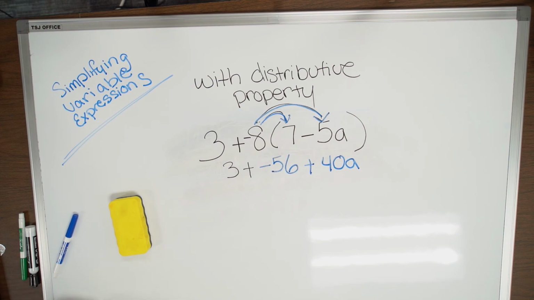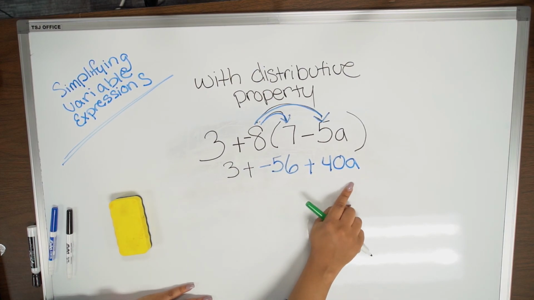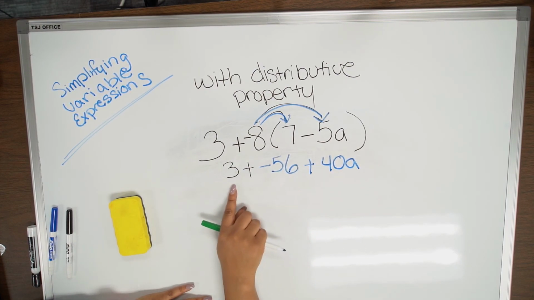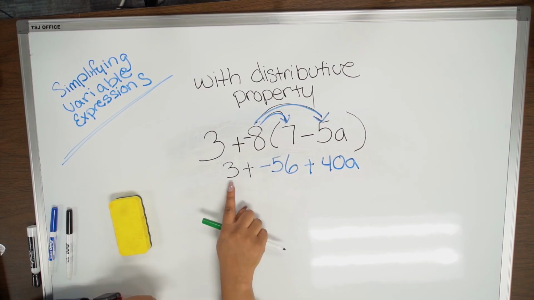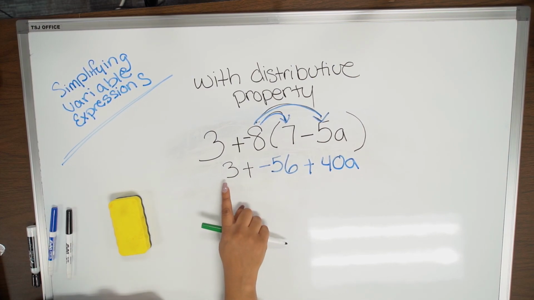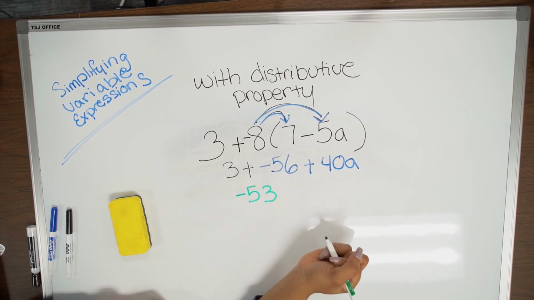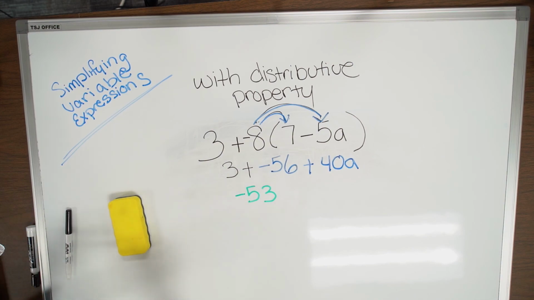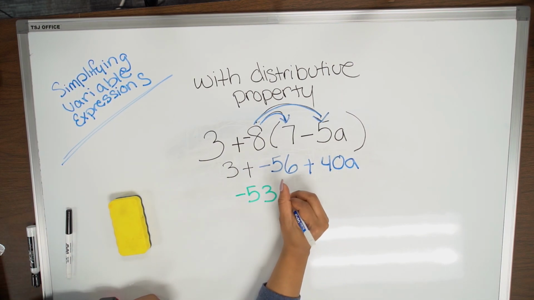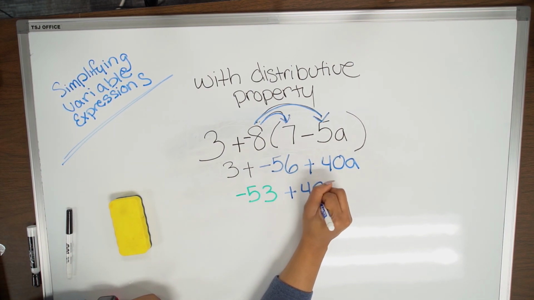Okay? All right. Now we need to combine like terms. So we only have one variable. We have 2 numbers. So we're going to combine the numbers. We have 3 plus negative 56. 3 plus negative 56 is negative 53. Is that showing up? Kind of. It is, yes. All right. And then we're just going to bring down the 40a.